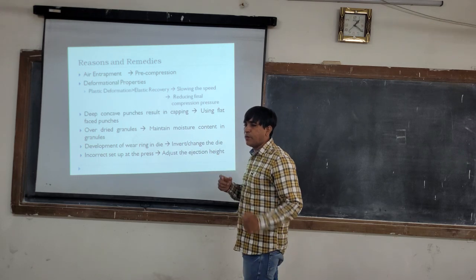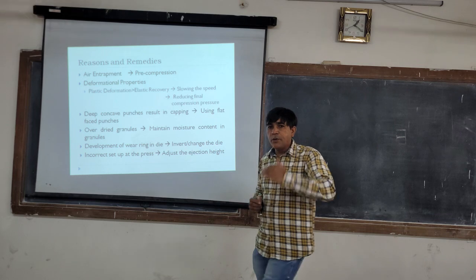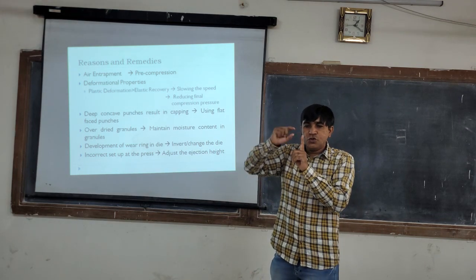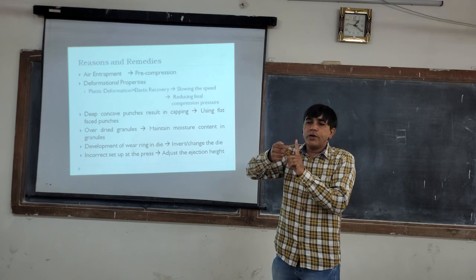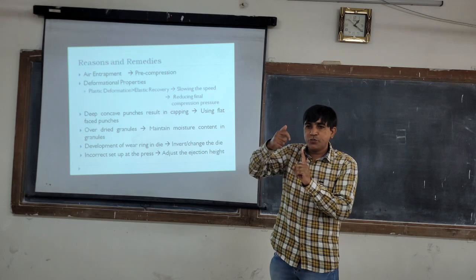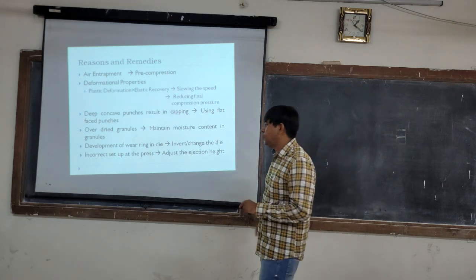Inverting the die will solve the problem for some time because compression always takes place in the upper one third part of the die cavity. So if you invert the die, the lower part, which was previously exposed only to the lower punch, is now exposed to compression, and there won't be any issue.